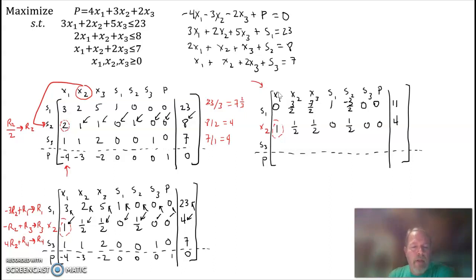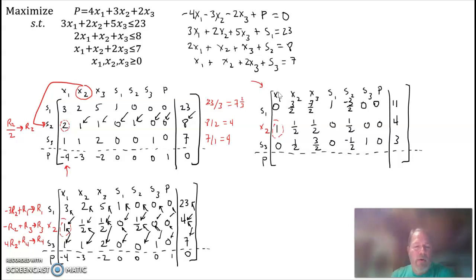Now we do the second one. -1 times row 2, plus this 1 is the 0 that I was looking for. -1 times 1/2 is -1/2, plus 1 is +1/2. -1 times 1/2 is -1/2 plus 2. -1/2 plus 4/2 is 3/2. -1 times 0 is 0, plus 0 is still 0. -1 times 1/2 is -1/2, plus 0 is -1/2. -1 times 0 is 0, plus 1 is still 1. -1 times 0 is 0, plus 0 is still 0. -1 times 4 is -4, plus 7 is 3.